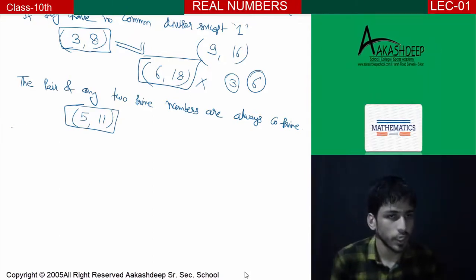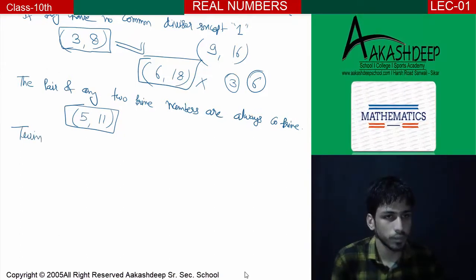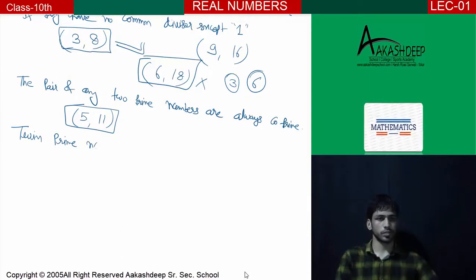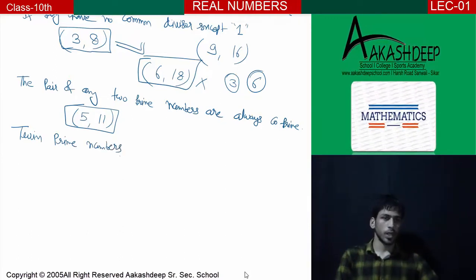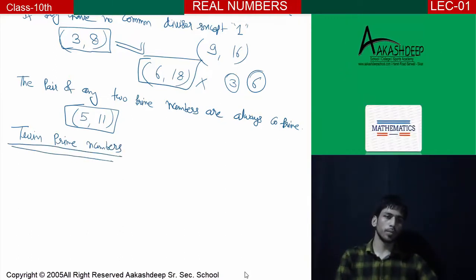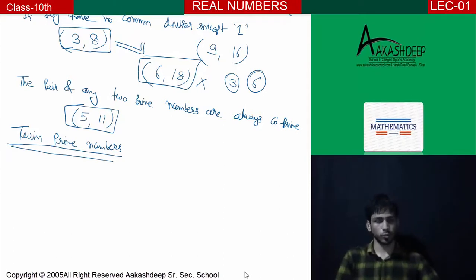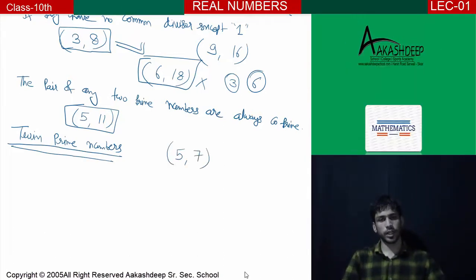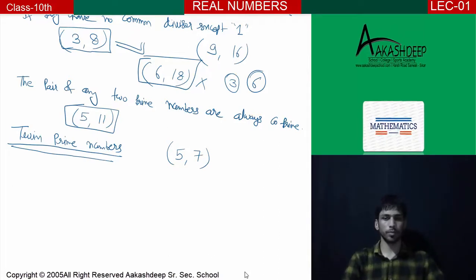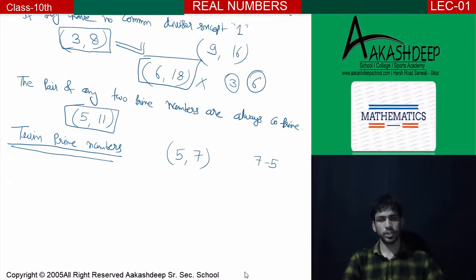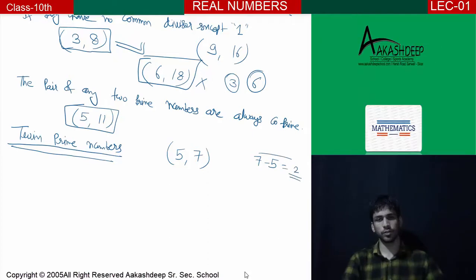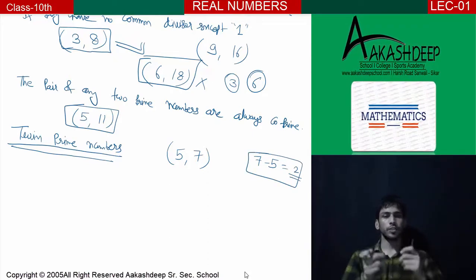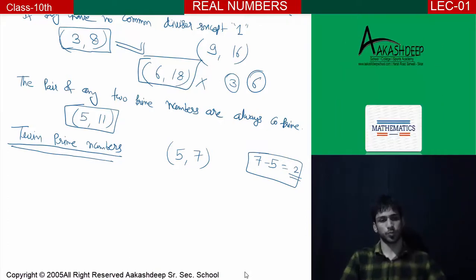Okay, next definition we have is twin prime numbers. Twin prime numbers are those prime numbers in which the difference is 2. So let's say here I take 5, 7. Here I can say 5 and 7 both are prime numbers, and if I consider the difference 7 minus 5, it is 2. So twin prime numbers are those numbers in which the difference is 2.